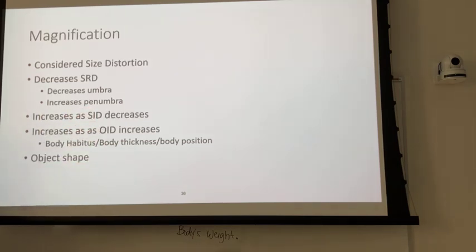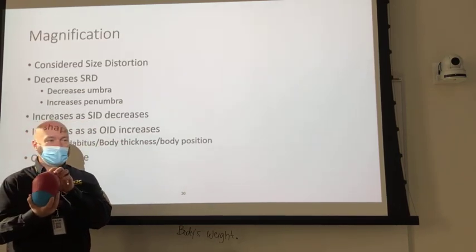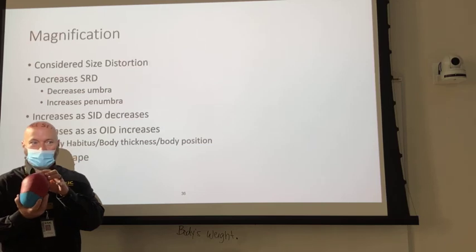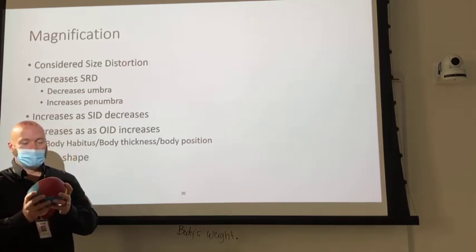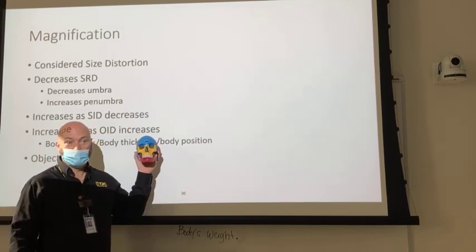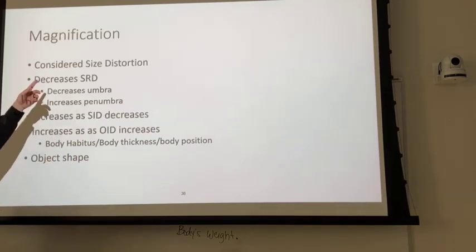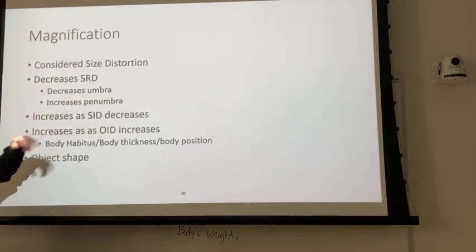Right. So what are we going through in positioning right now? Just in general. The head, right. So what's the fattest part of your head? Pretty much right at the parietal bones, right? So how do you get that closest to the image receptor in a frontal view? You're going to have an increase in OID, which is going to give you an increase in magnification, which is going to give you an increase in penumbra, right? Okay.